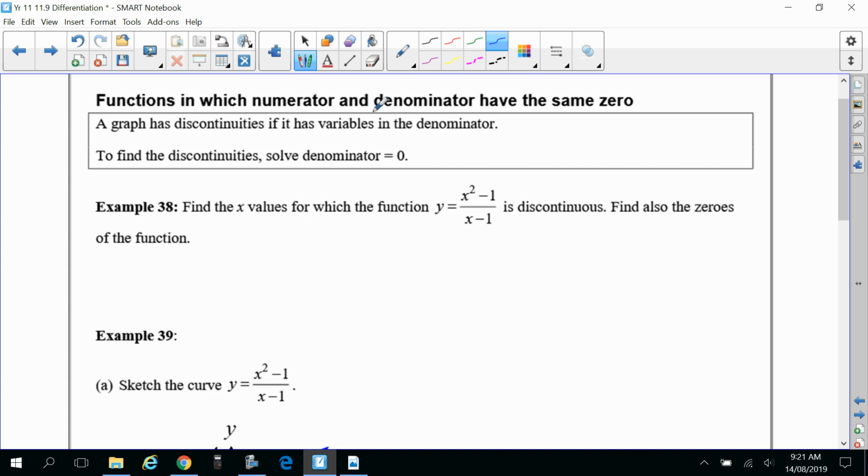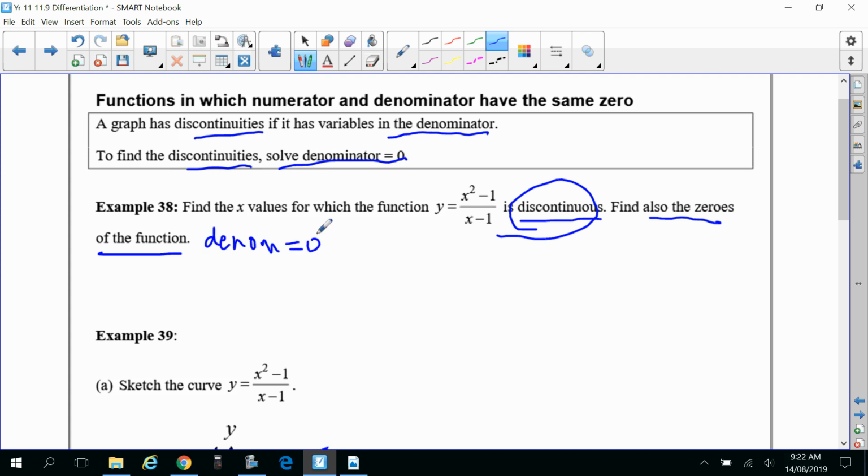Okay, functions in which numerator and denominator have the same zero. A graph has discontinuities if it has variables in the denominator. To find the discontinuities, all we have to do is solve the denominator equal to 0. For example, find the x values for which the function is discontinuous. Find also the zeros of that function. Discontinuities are when the denominator equals 0, so you can work out discontinuities on the domain without drawing the graph. So you write it equal to 0, x equals 1. So there's a discontinuity at x equals 1.